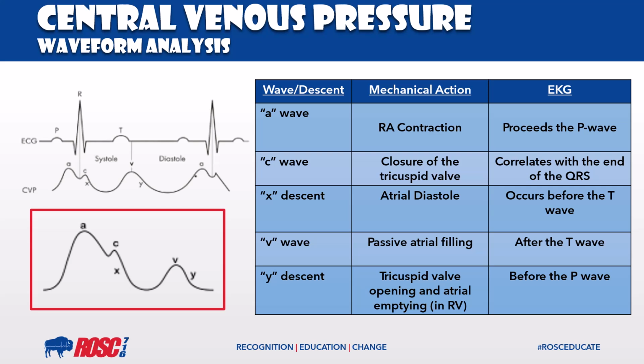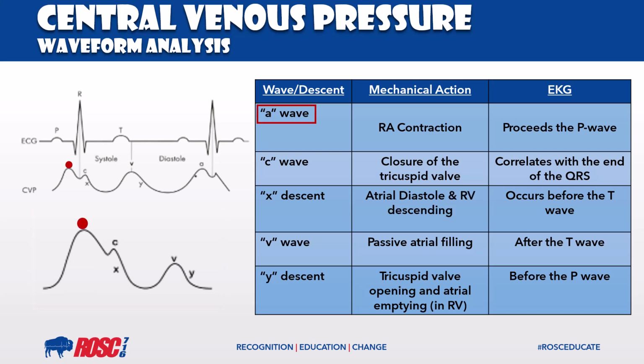Let's take a closer look at the right atrial/CVP waveform. So we have an ACV waveform with an XY descent. Let's break that down into some more digestible pieces. The A wave correlates with the right atrial contraction. The C wave correlates with the closure of the tricuspid valve. The X descent correlates with atrial relaxation. The V wave is the passive atrial filling. And then lastly, we have the Y descent. So this is where the tricuspid valve opens, the atria empty, and the RV passively fills.